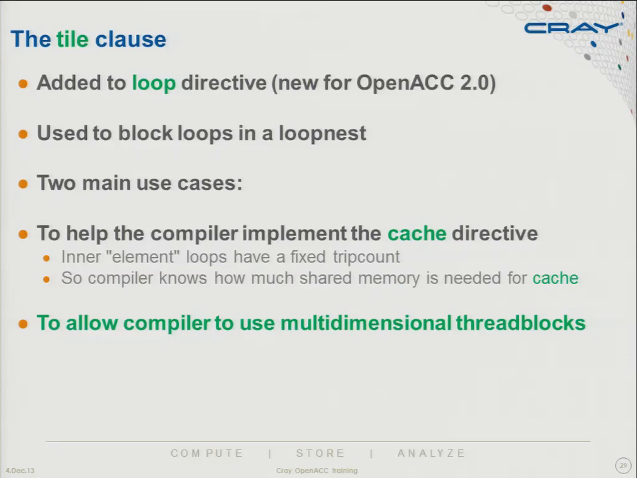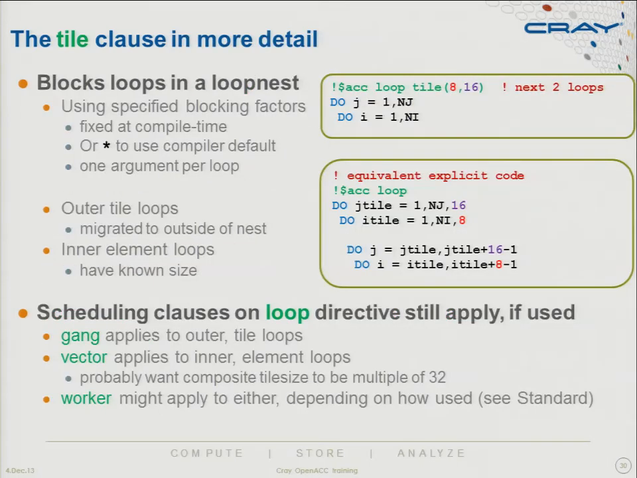The tile clause is a way of providing this blocking information to the compiler. It's new in OpenACC 2. It's, from our point of view, quite an advanced thing to be doing, because all of the other tunings have been done. It also allows the compiler, if it wants, to use multi-dimensional thread blocks. And again, if you come from a CUDA background, you'll have heard of these. If you don't, I'm not going to go into them now.